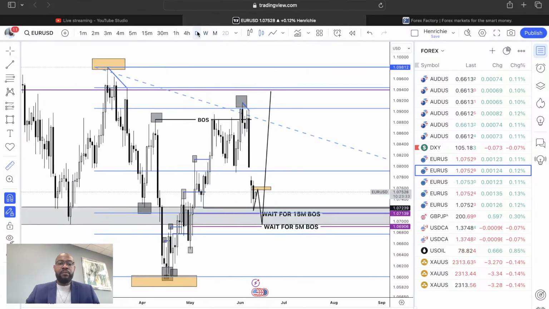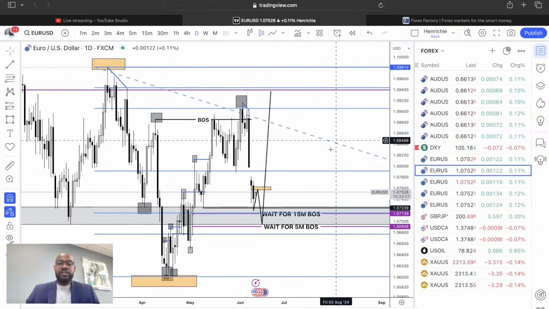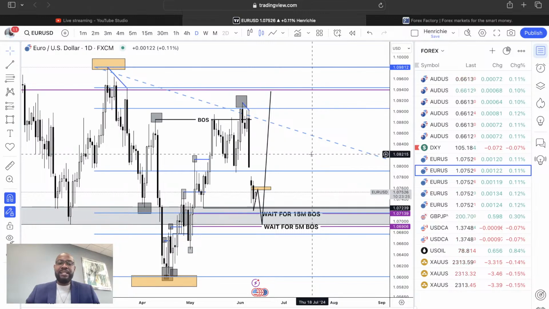And if we're even targeting the weekly high, recent right here, which I talked about yesterday, it's going to be a potential 2.5% move to the upside, which can still easily make us a 10% move on this one. So I will be watching this too as well.